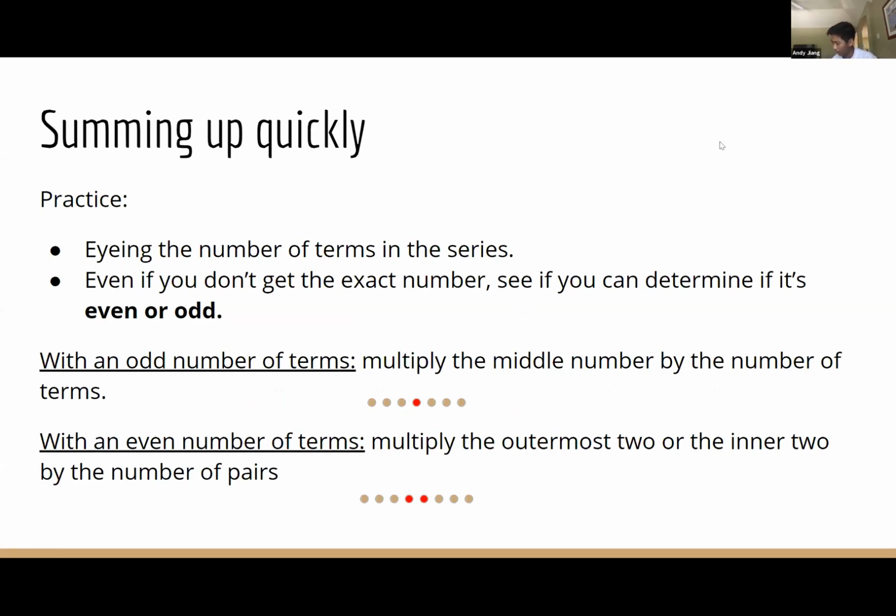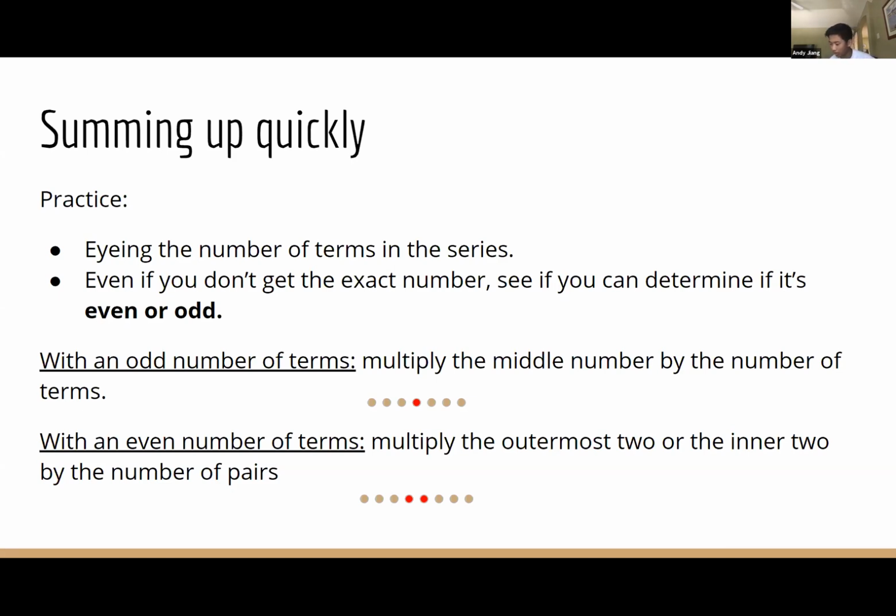So here's what I like to do in my head. First, I practice eyeing the number of terms in a series. Sometimes in problems they give you how many terms there are in a sequence, right? Other times you have to look at the first and the last, and you know the common difference, then figure it out. But most of the time in number sense, actually, they give you a list of numbers.